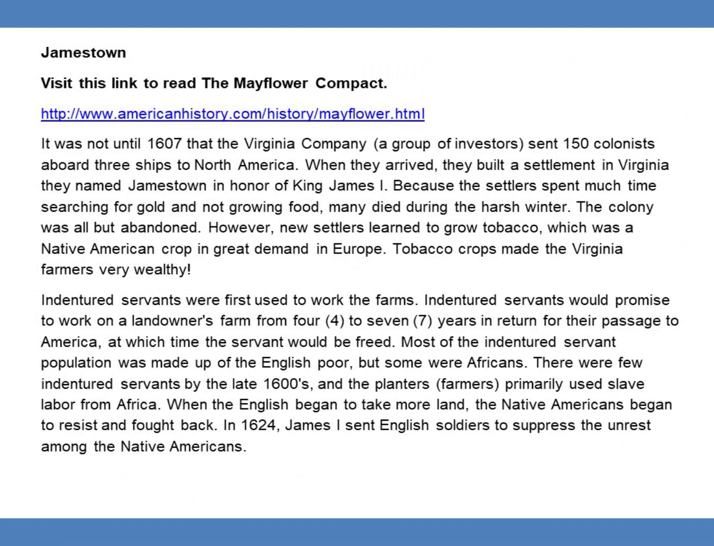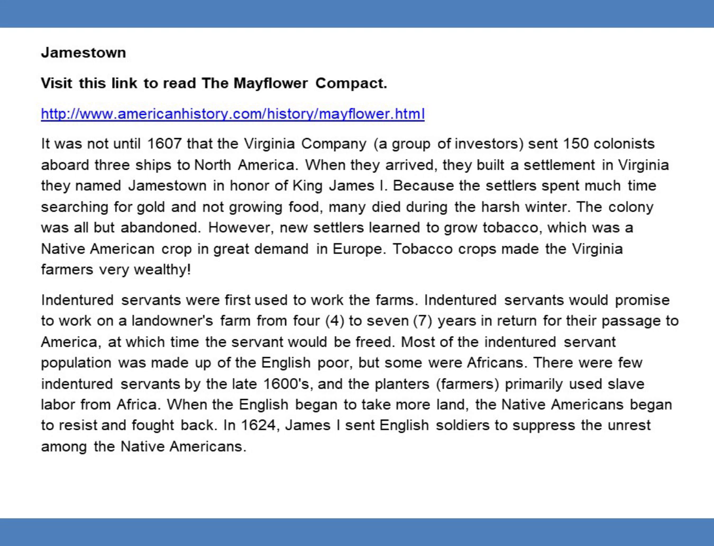Jamestown. It was not until 1607 that the Virginia Company, a group of investors, sent 150 colonists aboard 3 ships to North America. When they arrived, they built a settlement in Virginia they named Jamestown in honor of King James I. Because the settlers spent much time searching for gold and not growing food, many died during the harsh winter. The colony was all but abandoned.